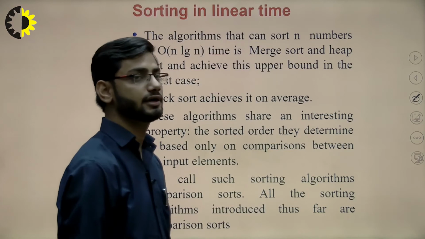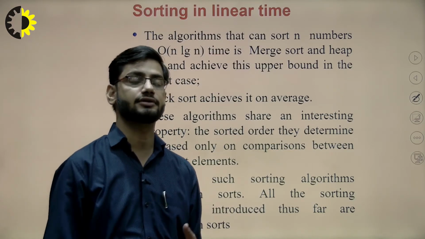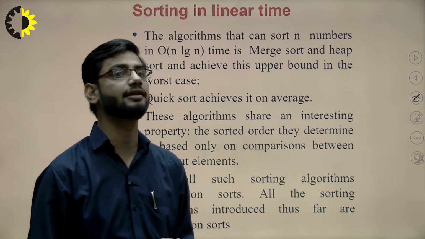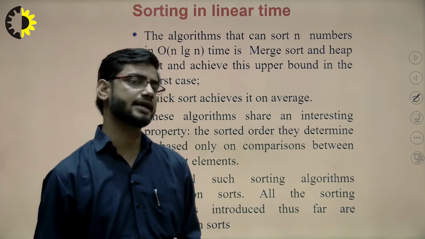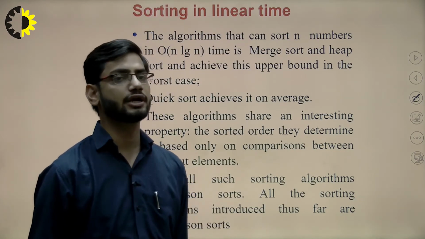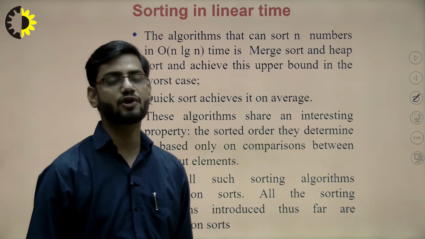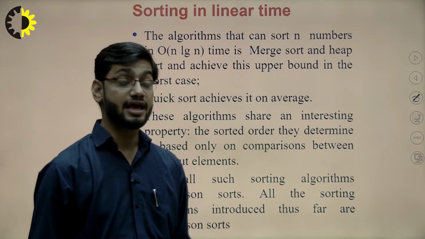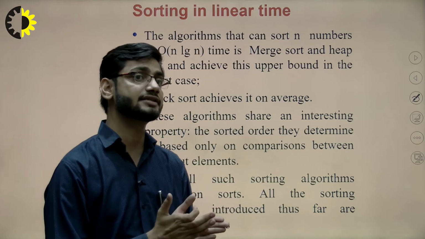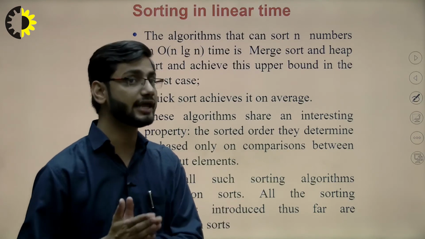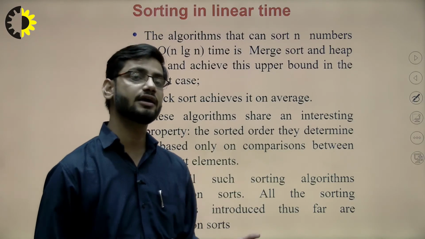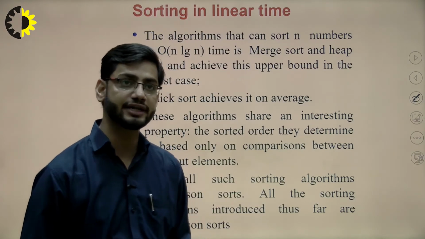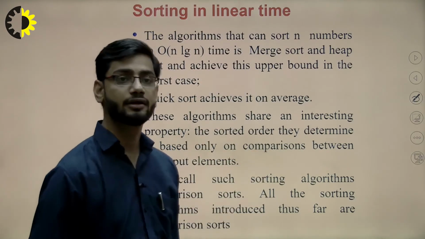Now the next flavor of sorting algorithm is sorting in linear time. Merge sort gives the time complexity n log n. Quicksort in the best case gives us time complexity n log n. Can we reduce this n log n factor to n? That is, linear. So yes. Which category of sorting algorithm? That is sorting in linear time.